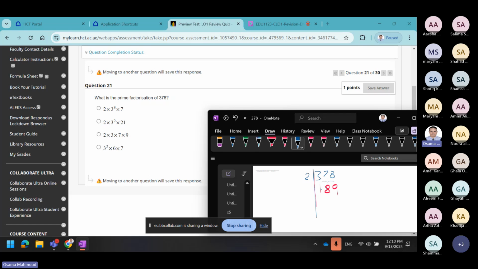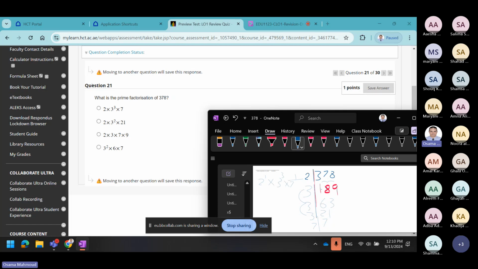Now you can divide it by 3, because if you add these digits together, you will have 18. So you can divide it by 3. So I have 63. Now you can divide it also by 3, and now 7, right? So how many 2s? 2 to the power 1. How many 3s? 3 to the power 3, times 7 to the power 1.